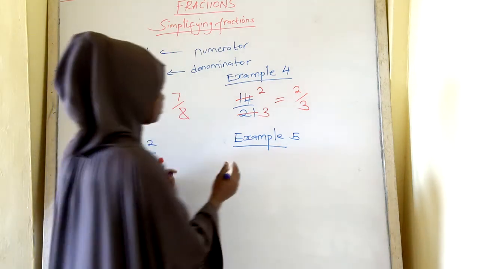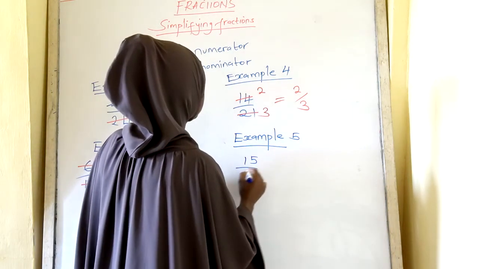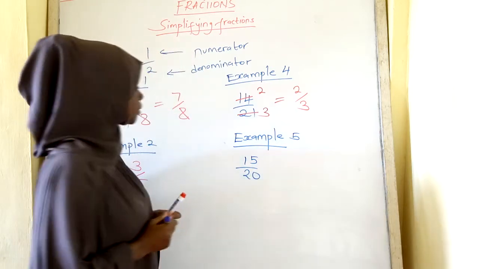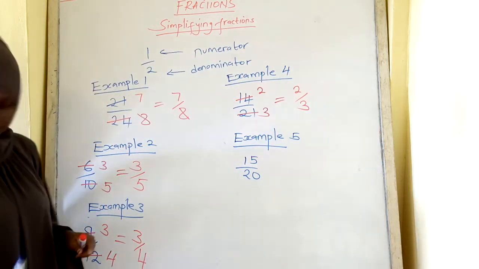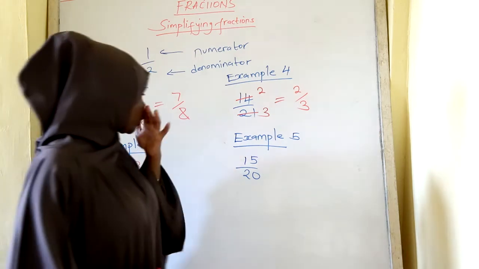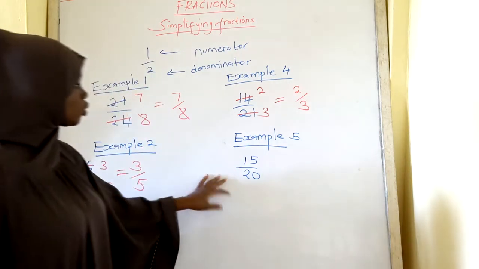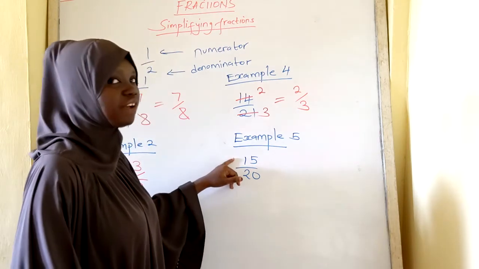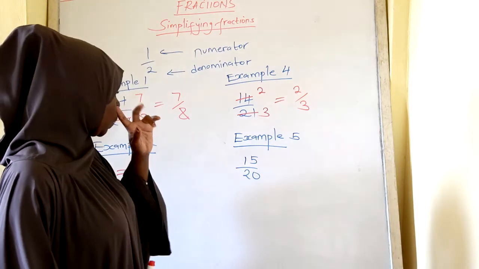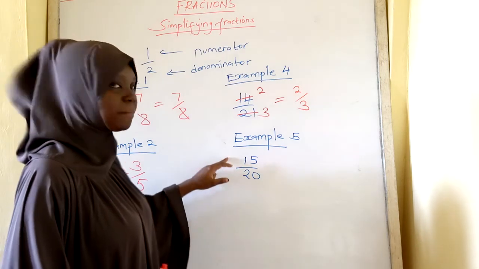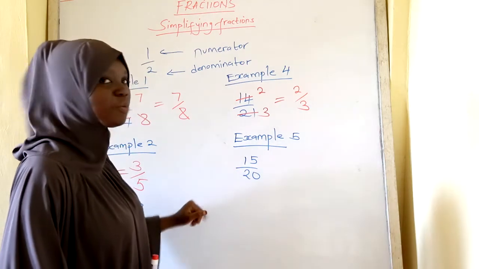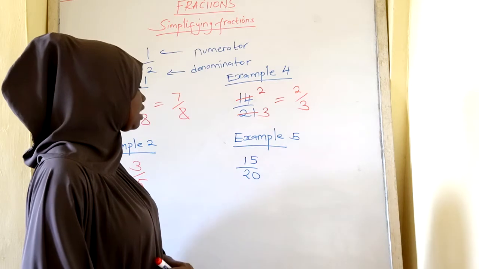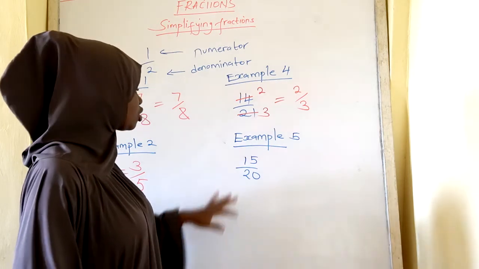And our last example, we are given 15 out of 20. We are told to write it in its simplest form. So we start by number 2. Number 2 can divide only the numerator, but it cannot divide the denominator. So we cannot pick number 2. We go to number 3. Number 3 can divide the numerator, but it cannot divide the denominator. So we cannot pick number 3.